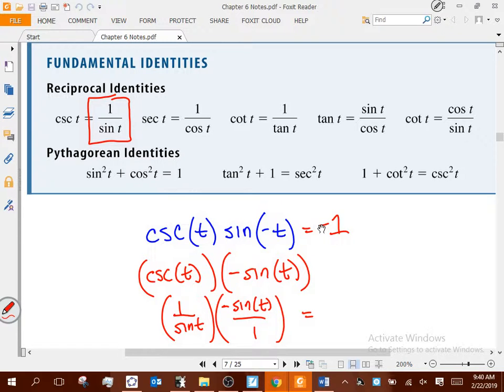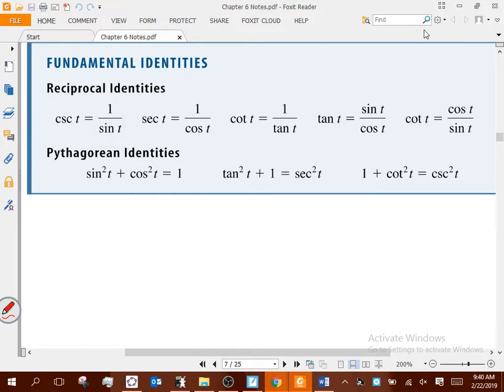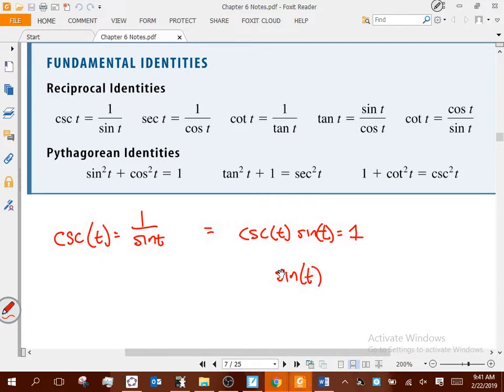Now, something you don't see a whole lot in textbooks, but we do use it, is that cosecant of t equals 1 over sine of t. If I multiply both sides by sine of t, I get cosecant of t times sine of t equals 1. And then if I divide both sides by cosecant, I get sine of t is equal to 1 over cosecant of t. Does that make sense, everybody?